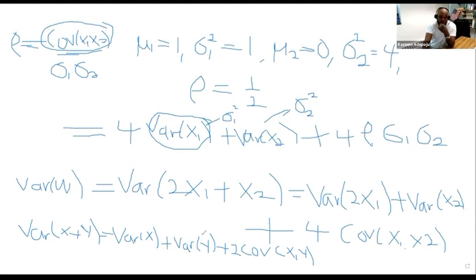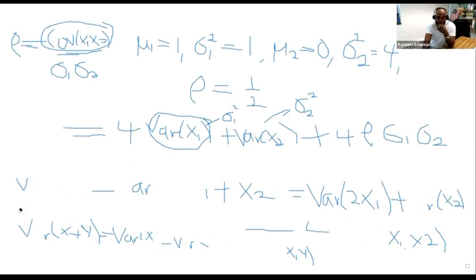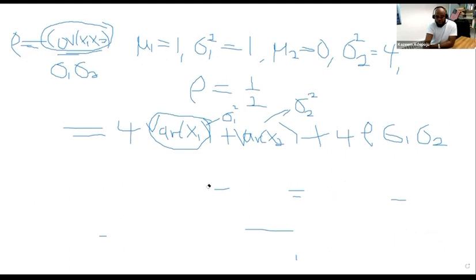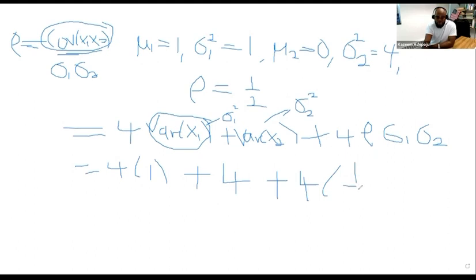So let me clean up. When I clean up now, finally, it's going to be 4 into sigma 1 squared, which is the variance of x1, which is given as 1. What was the variance of x2? 4, right? Plus 4. What is the rho? 1 over 2.